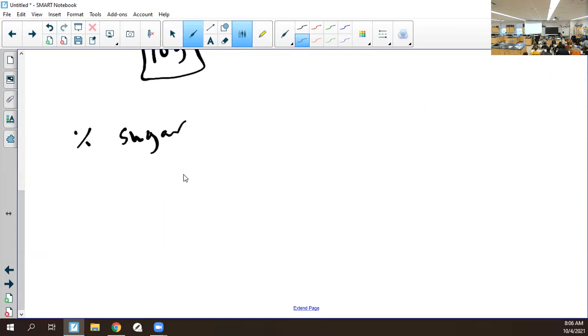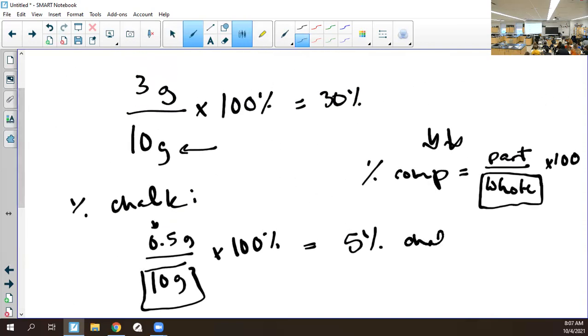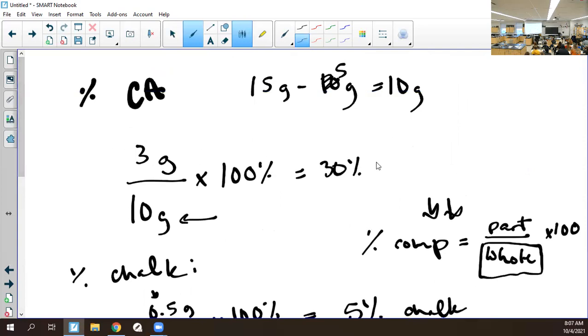So for percent of sugar, what was the mass that we had for sugar? For the made up numbers. 5 grams for sugar. Okay, what was the total mass of our mixture? 10 grams. What's the last step we need to do? Multiply by 100. Okay, then this one does end up being 50%. Okay, so 50% sugar. Helps if I can spell sugar. And then we've got 5% chalk and 30% citric acid. Okay.